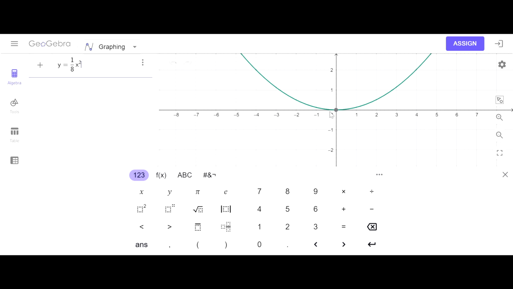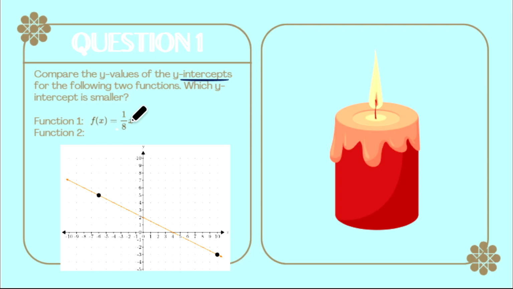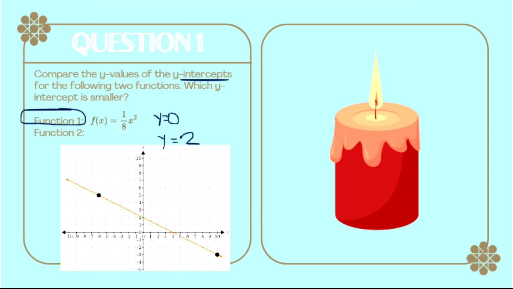And it wants to know the y-intercept. Well, look right there. The y-intercept is 0. Okay, we saw for this one that the y-intercept is 0. And here, the y-intercept, you can see right there, is 2. Okay, so which y-intercept is smaller? It's going to be function 1. Function 1 has a smaller y-intercept. Written in slope-intercept form, the y-intercept of function 1 is -2. The y-intercept for function 2 is +2.